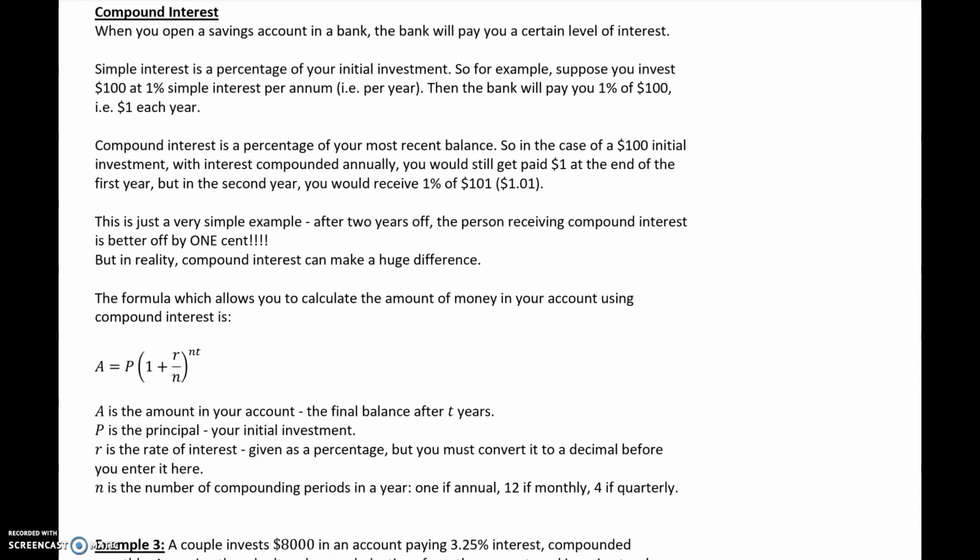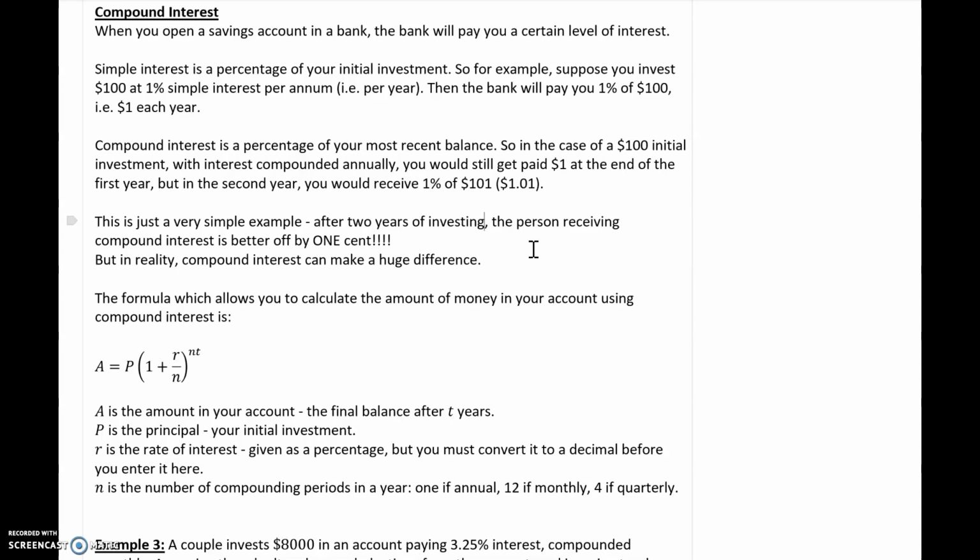So this is just a very simple example, and after 2 years, the person receiving compound interest is better off by 1%. But in reality, compound interest can make a huge difference, okay, and it really does. It makes an enormous difference.